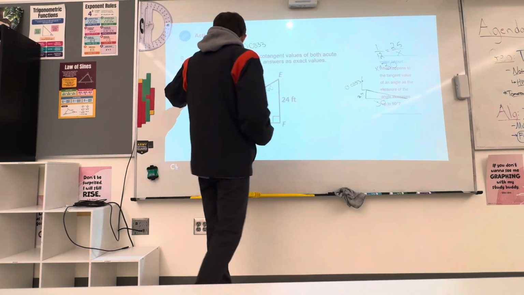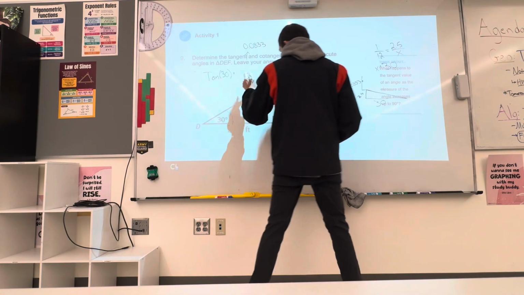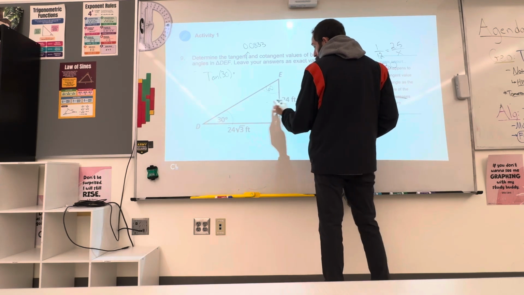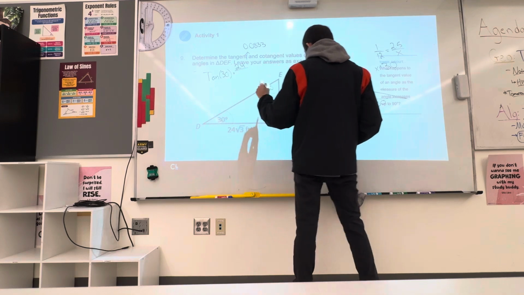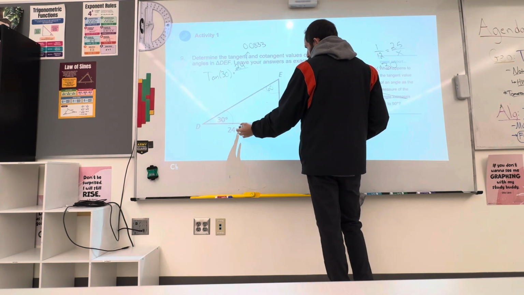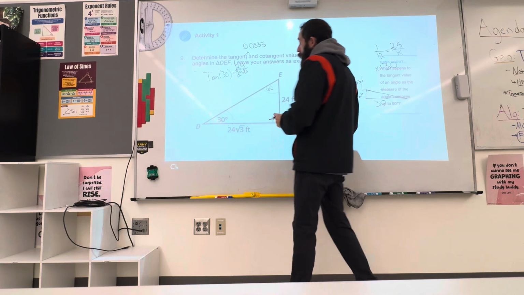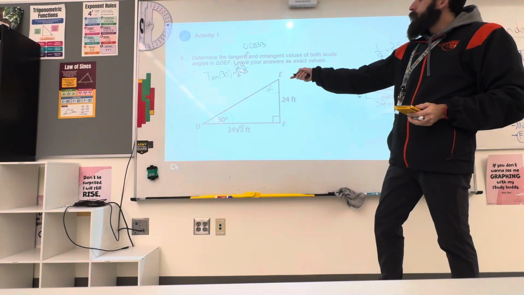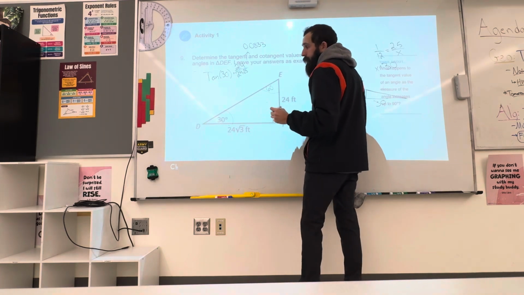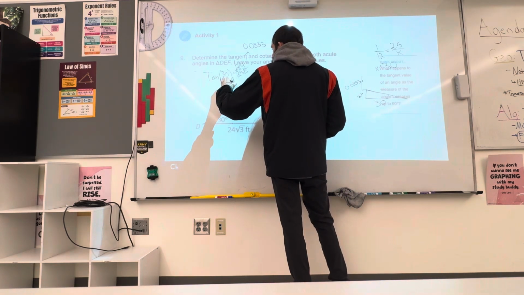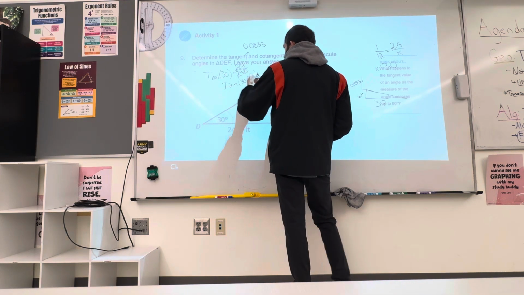The tangent of 30 equals the opposite of 30, which is 24, over the adjacent, which is 24 square root of 3. Notice that the 24 and the 24 can divide into each other and become 1, meaning the tangent of 30 equals 1 over the square root of 3.